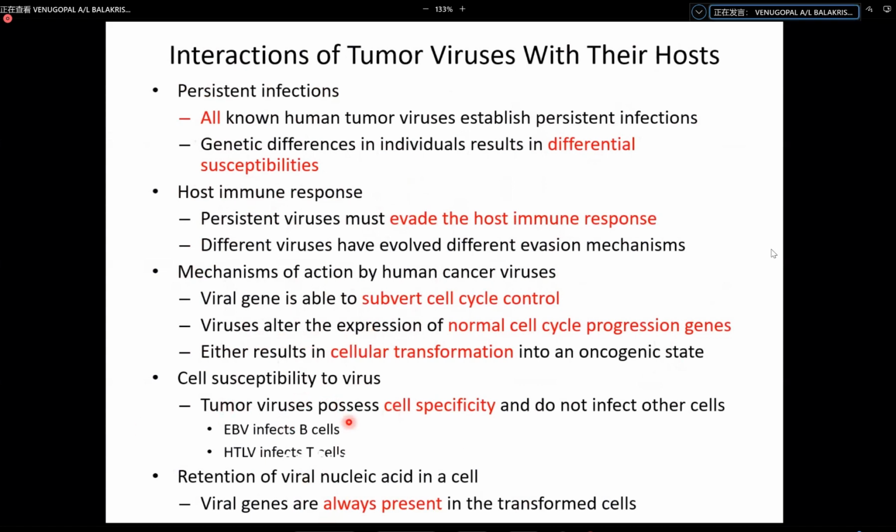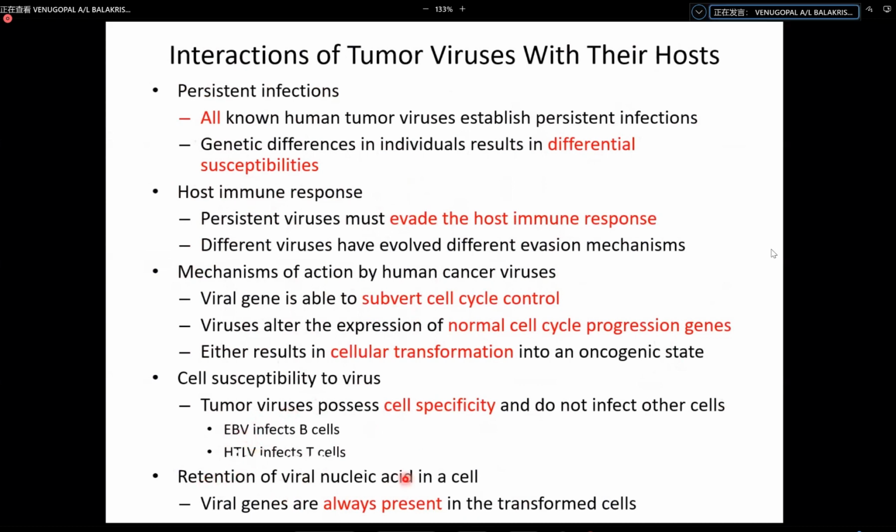So tumor viruses possess a tropism which is cell specific, and they do not interact with other cells. EBV only infects B cells. HTLV only infects T cells. If you put HTLV where there are no T cells, it cannot infect. Okay, it cannot infect the B cell. If there are only B cells available, it's vice versa.